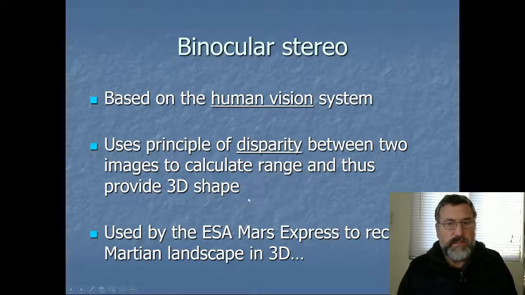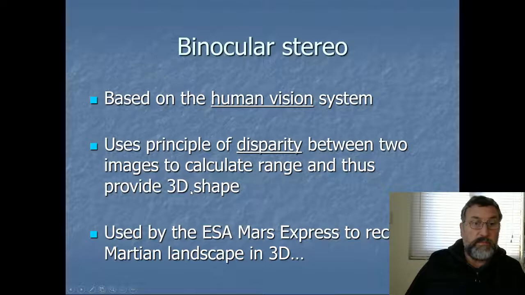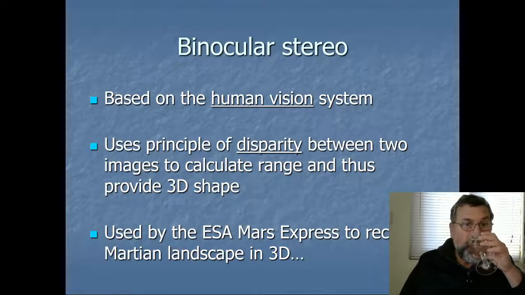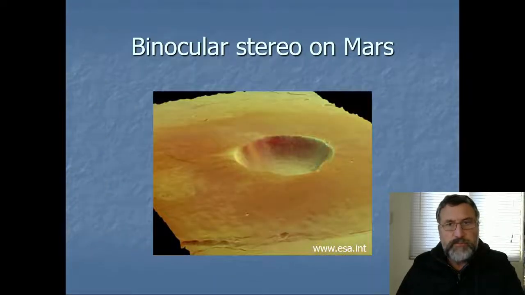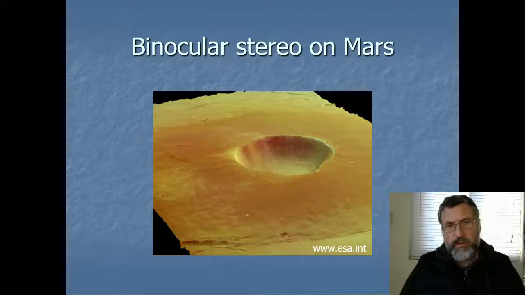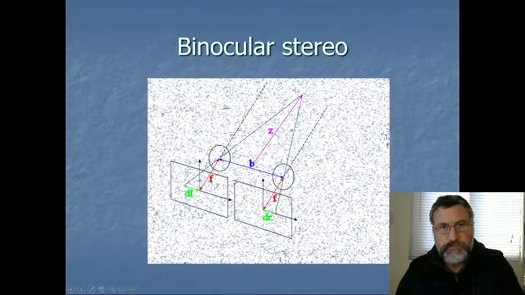I mean, the European Space Agency use it to recover the Martian landscape in 3D, for example. So these are the two main techniques. That's a crater up on Mars they recovered in 3D with this technique. That would be quite a good thing you could recover, because you need a bit of data in the image, generally speaking, to actually be able to do this binocular stereo approach.